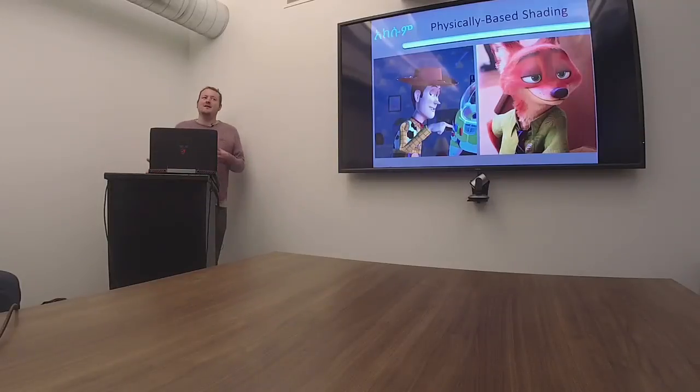On the left, we see a shot from the original Pixar Toy Story movie. And if you look at the surfaces in this image, they look kind of unrealistic. They look flat and plasticky, which of course is fine because the characters in this movie were meant to be made of plastic. But if you compare those surfaces to the ones on the right, where you see an image from the recent Disney movie Zootopia, you can really see the difference.